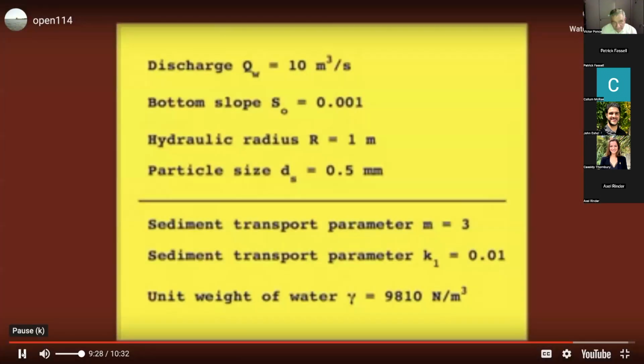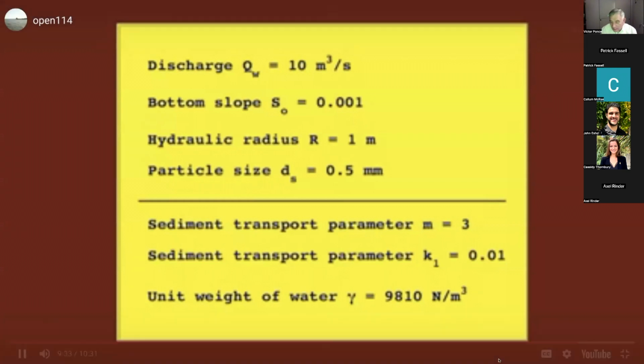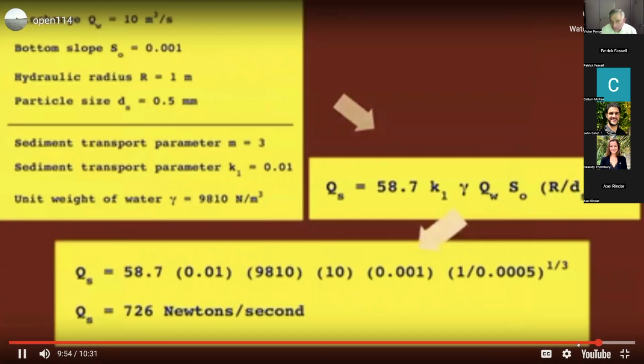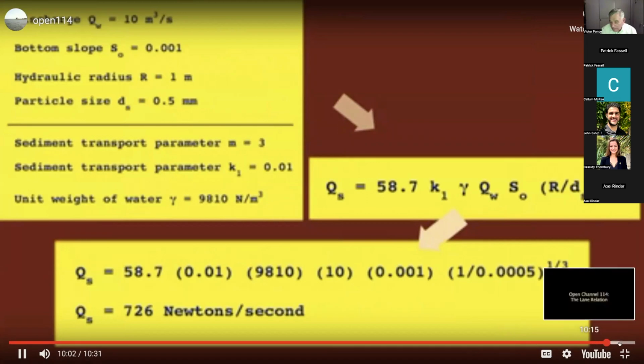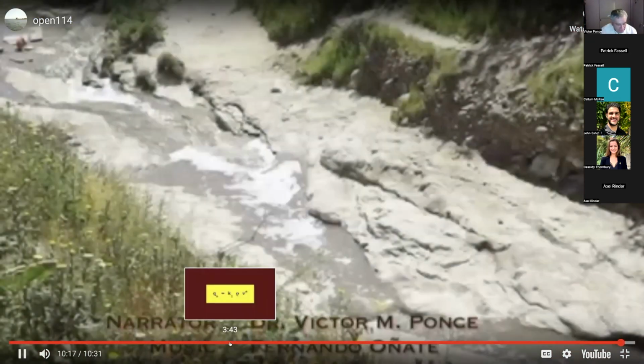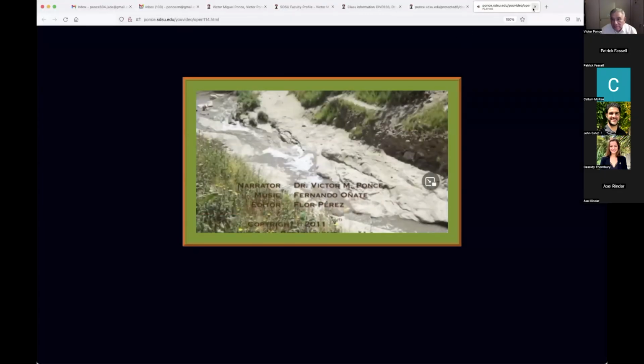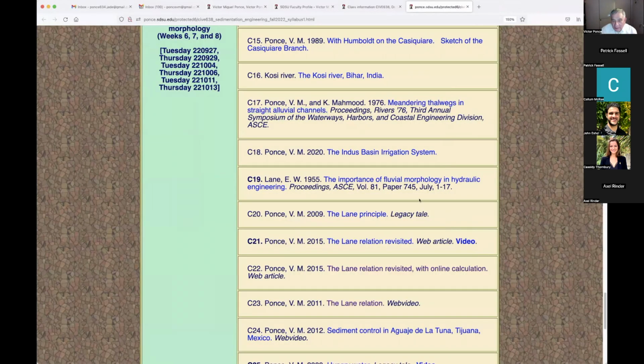Assume the following example. So this is just an example, which, by the way, you guys are going to do. So let me just finish it here. The answer is 726 newtons per second. That's it. So that is the 2011 Lane relation.